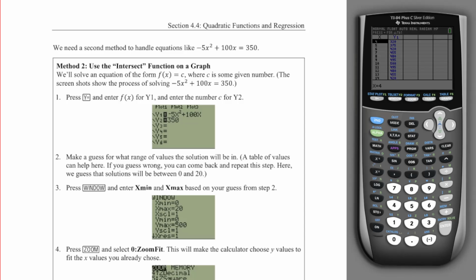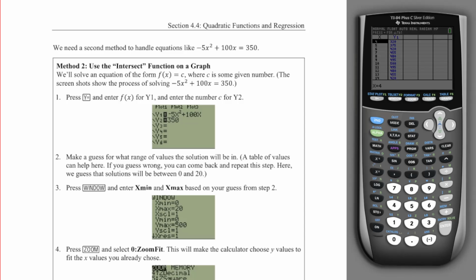So we're solving an equation in the form f of x equals some number. In this case, negative 5x squared plus 100x equals 350. We start by pressing y equals, enter our left-hand side for y1, our right-hand side for y2. And then we're going to make a guess for the range of x values that contains our solution. A table of values can help. Here we're going to use the guess x is between 0 and 20.